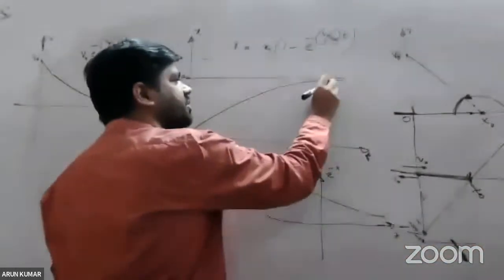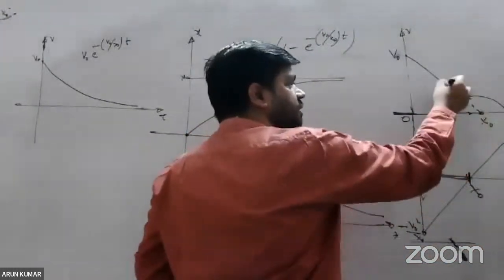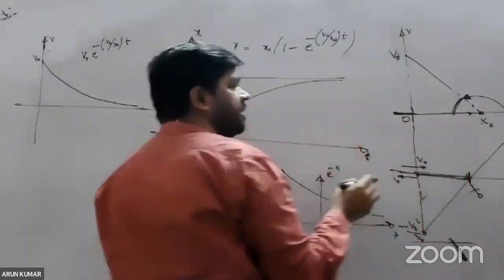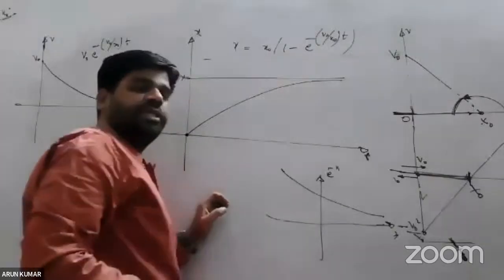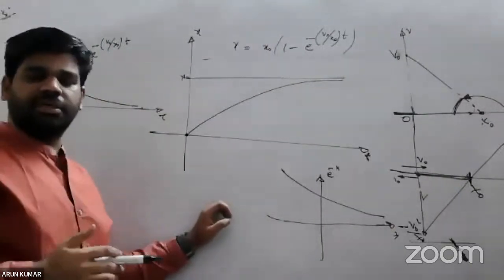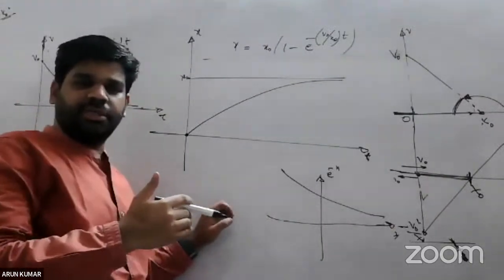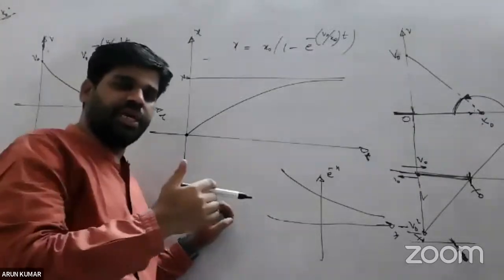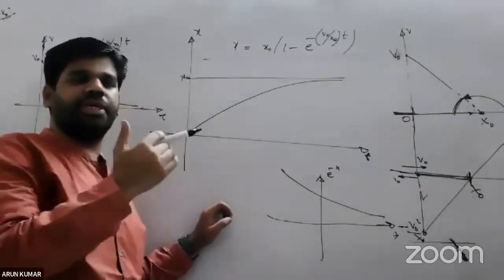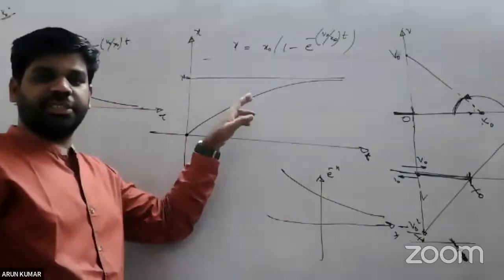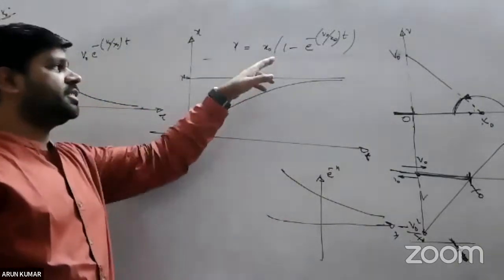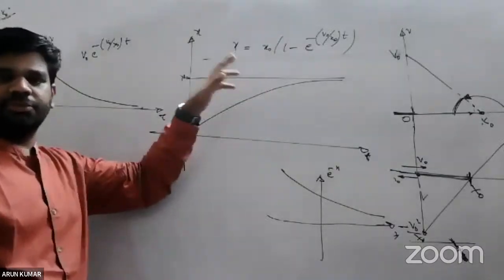It is asymptotically approaching x naught. It will never cross x naught. That is why you have got a dotted line here. It will never reach x naught. It just approaches x naught asymptotically. That means as t increases, x approaches x naught further and further. As t tends to infinity, x tends to x naught, but it will never reach it. e power minus x is an asymptotic graph. You have an asymptote to the graph.